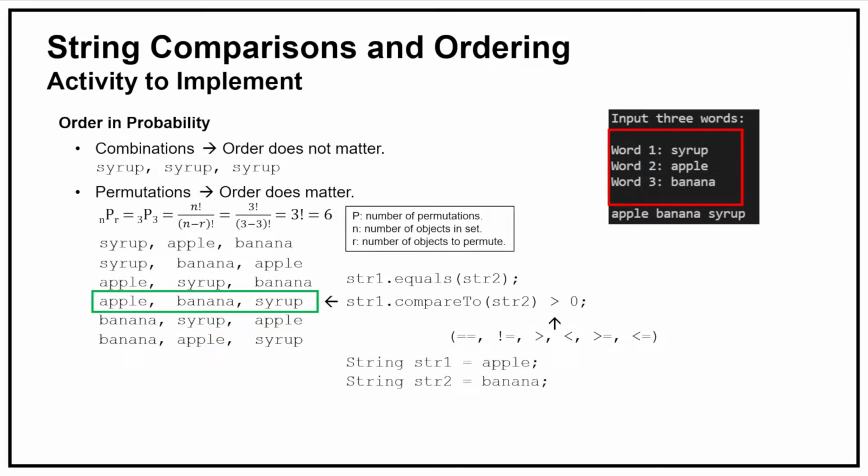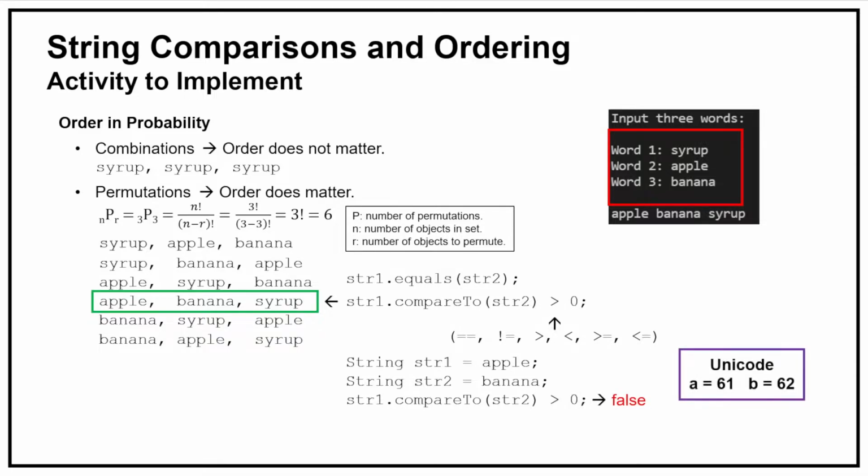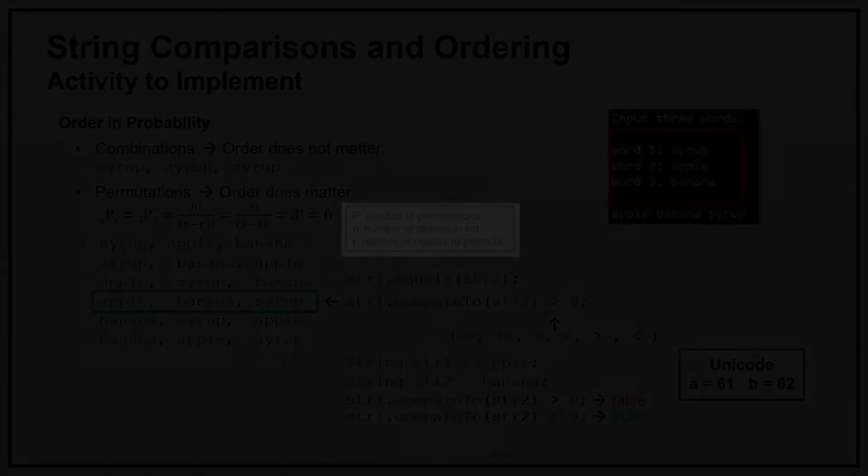For example, if string 1 is apple and string 2 is banana, the compareTo method will be set to false, as apple has less value when checking the Unicode of the letters A and B. Therefore, if we perform the same comparison but with the relational operator inverted, we will find out that in lexicographical order, apple has less value than banana. Now that we understand all the fundamentals of comparing strings, let's get into the coding part.